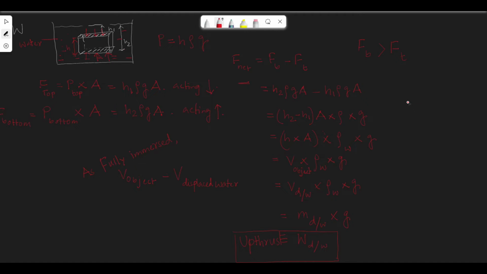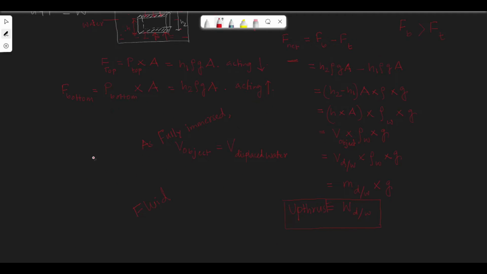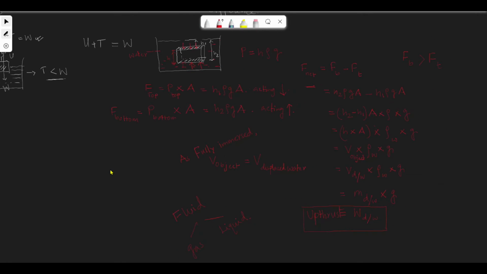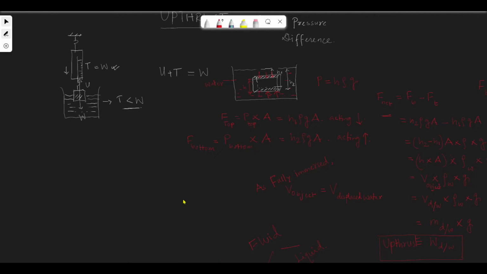Archimedes said that the weight of any displaced fluid is equal to the upthrust acting on that object when the object is in that fluid. Now, as I said over and over again, fluid. So what is fluid? Fluid means anything that can flow, and it could be gas, it could be liquid.